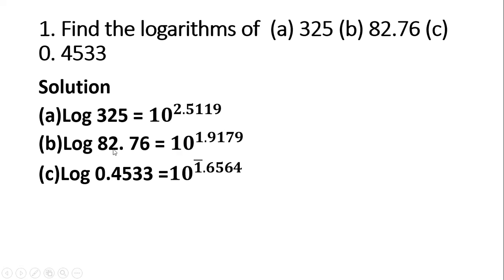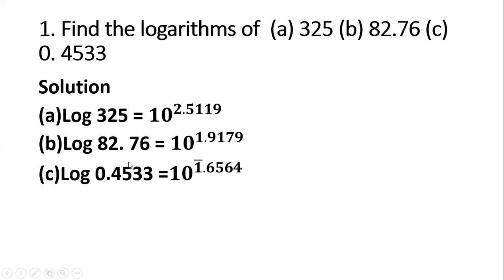Then checking from the four-figure table for the decimal fraction, 82 under 7 with a difference of 6 gives 9179. So bringing the two together, logarithm of 82.76 will be 10 raised to the power 1.9179.